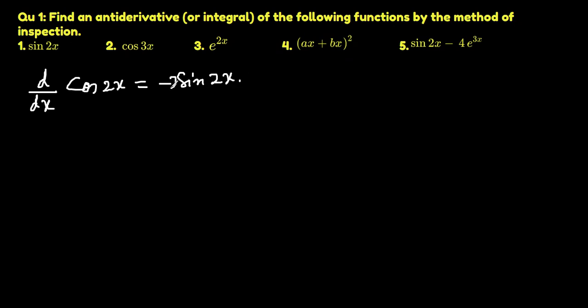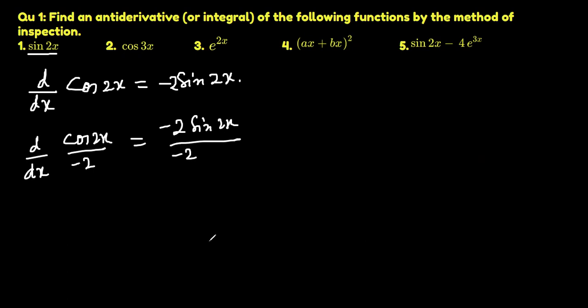So let's write this 2 in front. That means d by dx of cos 2x is minus 2 sine 2x. But the function we need is just sine 2x. So we can obtain that by dividing both sides by minus 2. d by dx of cos 2x divided by minus 2 will be the same as minus 2 sine 2x divided by minus 2. Now this minus 2 is gone, and we get the derivative of this function is equal to sine 2x.